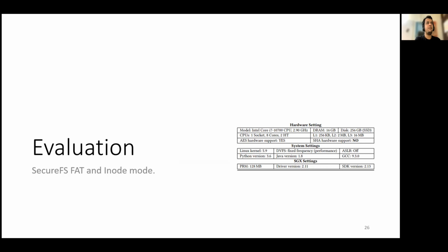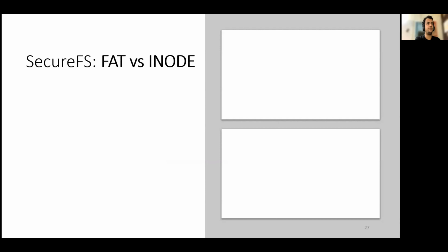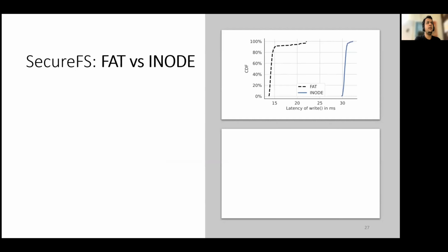We will now discuss the evaluation results of SecureFS. We have implemented this on a real SGX-enabled machine. For comparison purposes, we have implemented two versions of SecureFS. One that uses a FAT-based metadata management system, and another that uses inode-based system. The former is called SecureFS FAT, and the latter is called SecureFS inode. The results are for writing and reading 1 GB of data using the iZone file system benchmark.